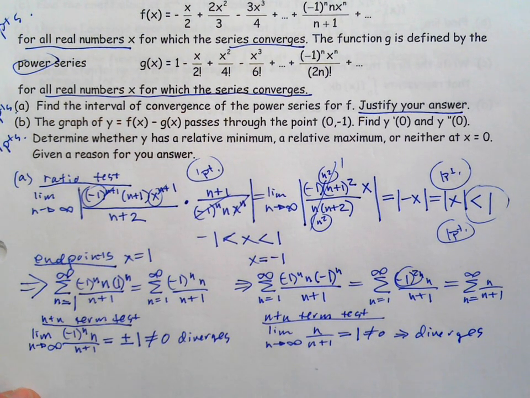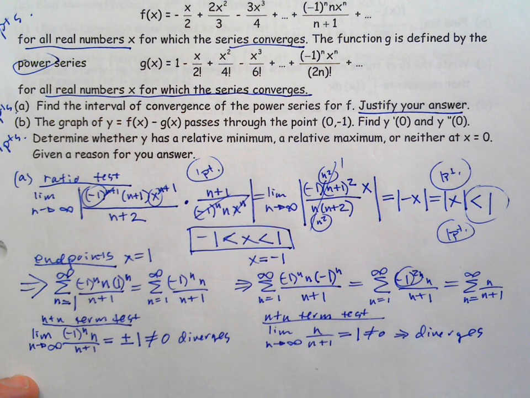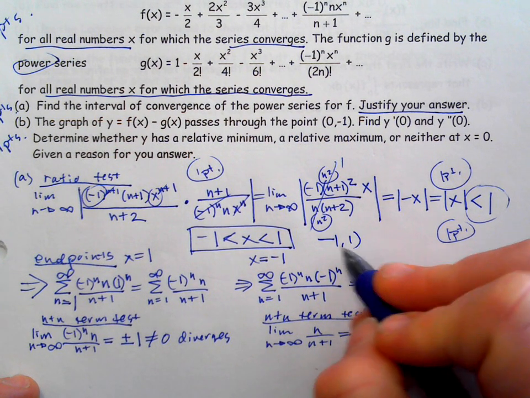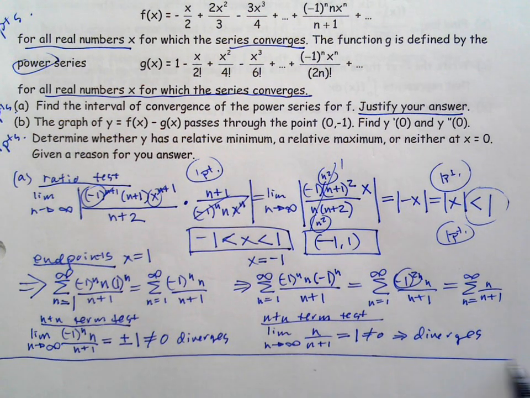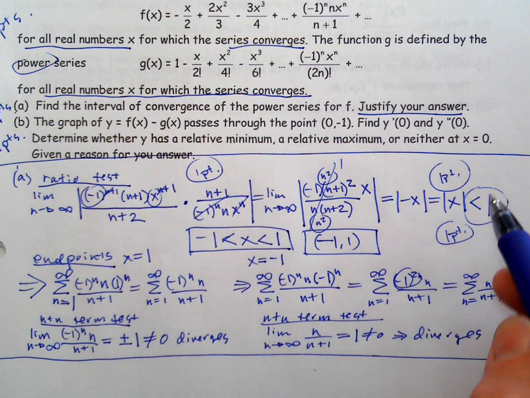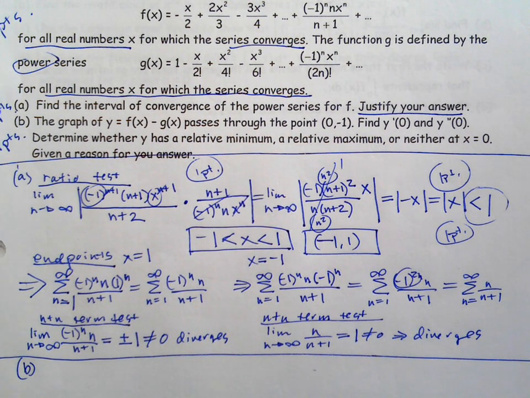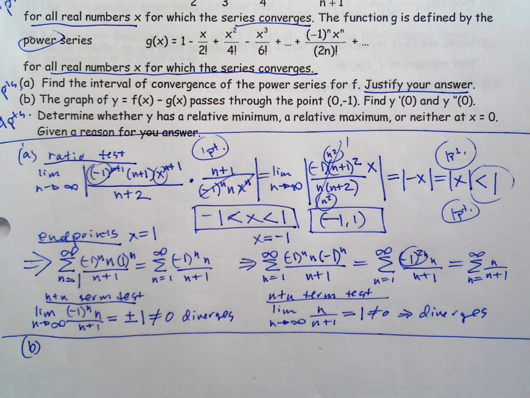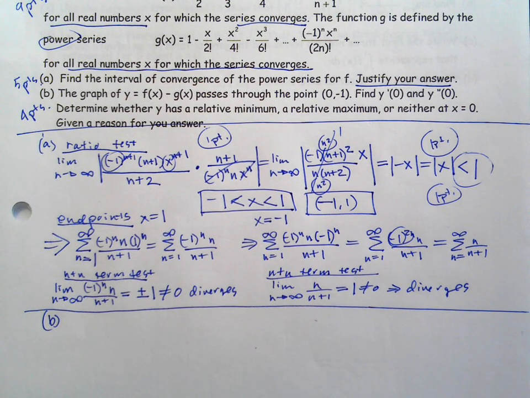That's what we're looking for. So that's your final answer. Or you could write it in interval notation. But 2 points for checking the endpoints and analyzing the endpoints. 2 out of 3 points. So make sure you're not forgetting the endpoints. All right. So that was just like any kind of straightforward power series problem we've done so far. So not too bad.